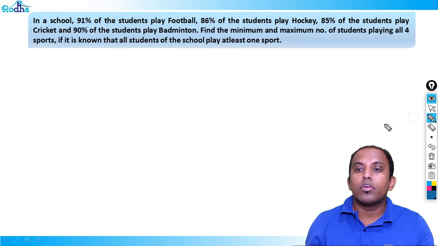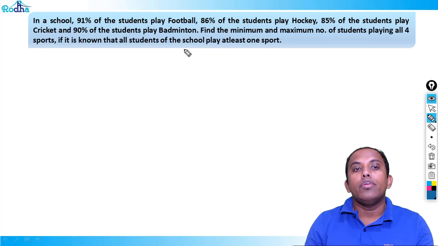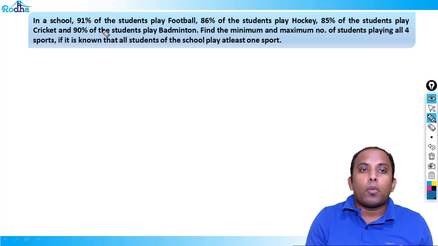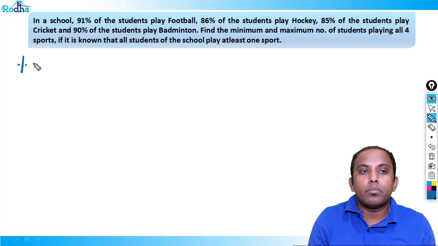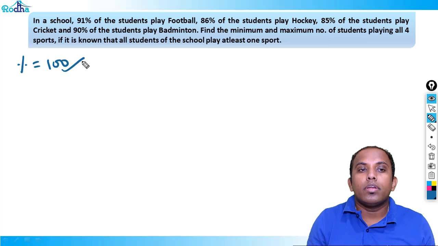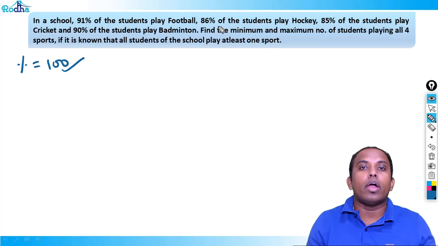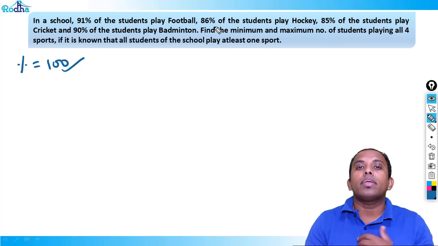This is a question here. In a school, 91% of the students play football, 86% play hockey, 85% play cricket, and 90% play badminton. Find the minimum and maximum number of students playing all four sports if it is known that all students of the school play at least one sport. So there's no point making a Venn diagram. I know it's a case of overlapping because I'm talking about percent, and percent means 100. So there are only 100 students, and 91% are playing football, that means 91 playing football. 86% are playing hockey, so 86 playing hockey. If you add it up, it is much more than 100, that means a case of overlapping.